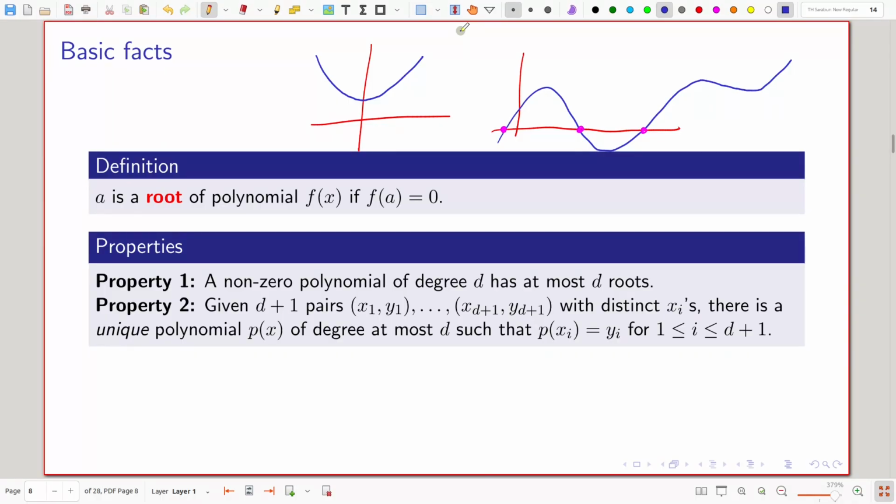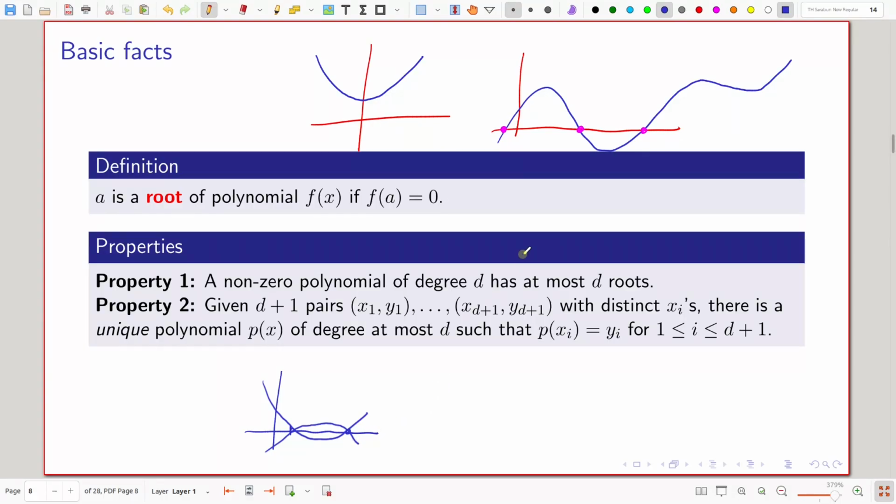A non-zero polynomial of degree d has at most d roots. If you have a polynomial of degree d and it has more than d roots, it has to be the 0 polynomial. To see property 1, think about this. If you have a parabola, it would look like this. It can have 2 roots, right? So if you pick these 2 roots, it might look like this.